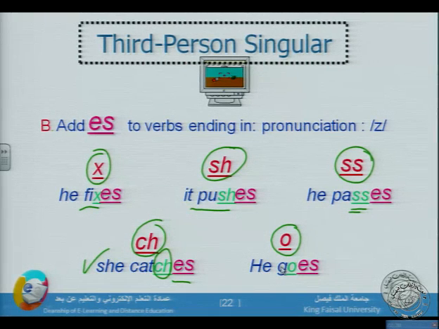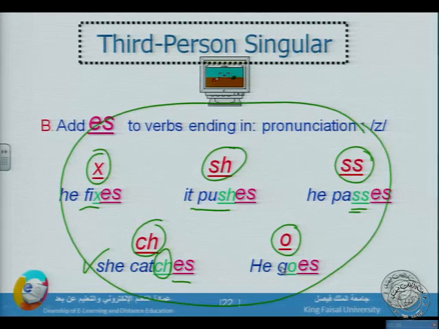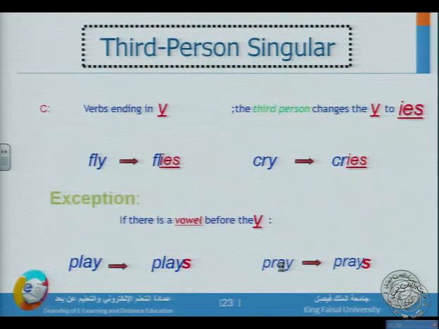And you should pay attention to the pronunciation. All of them are pronounced like Z. فبنحكي he fixes, it pushes, he passes, she catches, he goes. He fixes, it pushes, passes, catches, goes. So it's pronounced like Z. اللفظ تاعها.